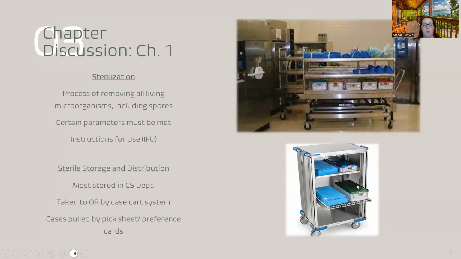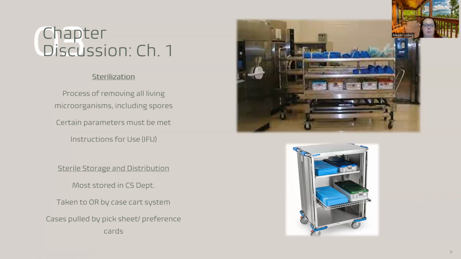Typically, they have doors that close. Some are completely open on both sides, but it's a way to pull everything that you need for your operating room or that particular case for that surgeon by using something called a pick sheet or a preference card. It is specific to that surgeon doing that particular case, because surgeons have set ways that they like to do things.